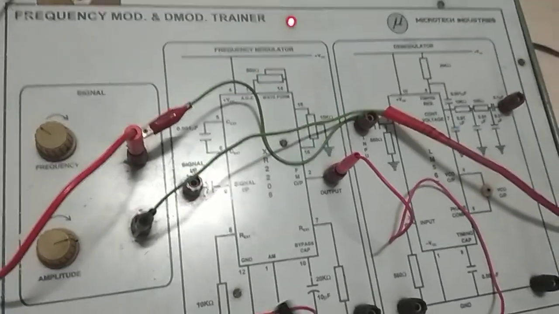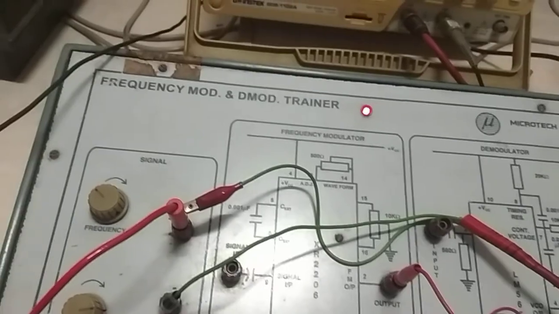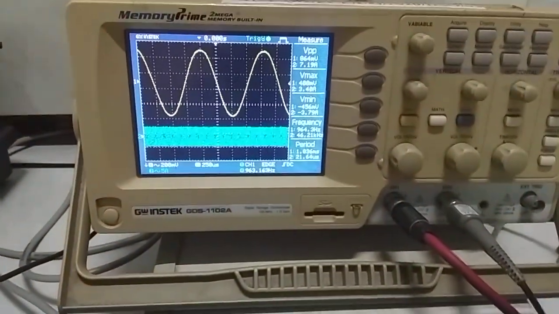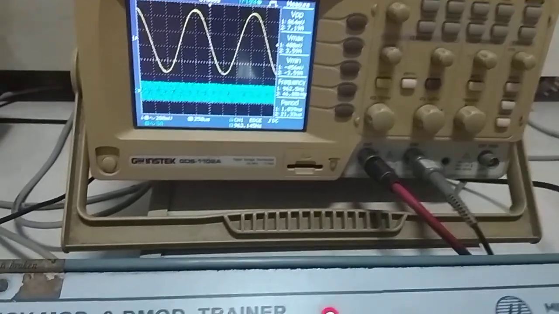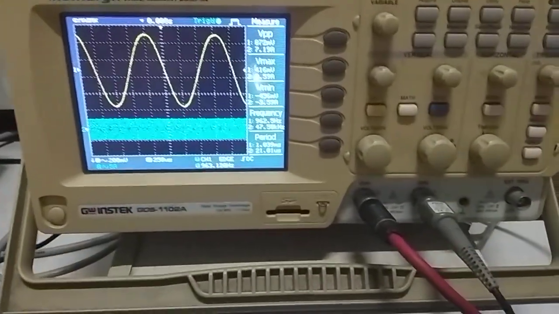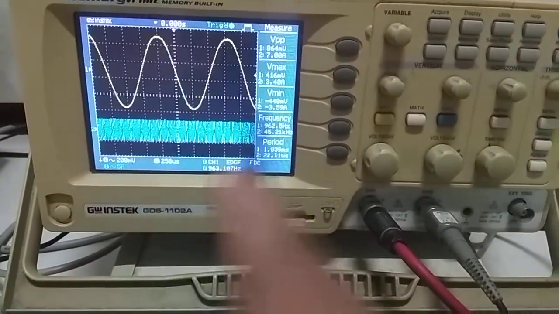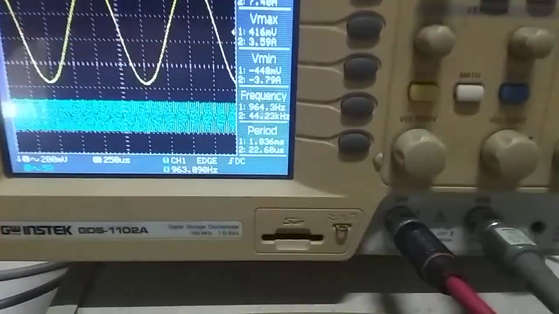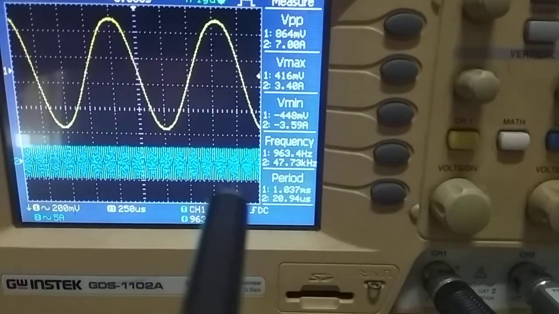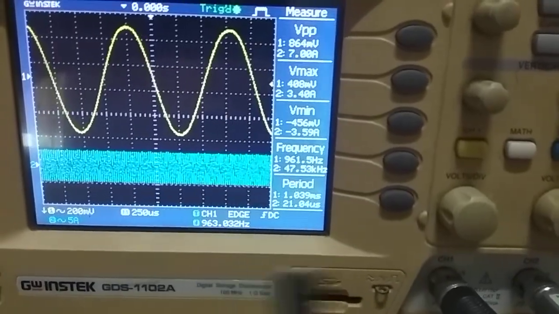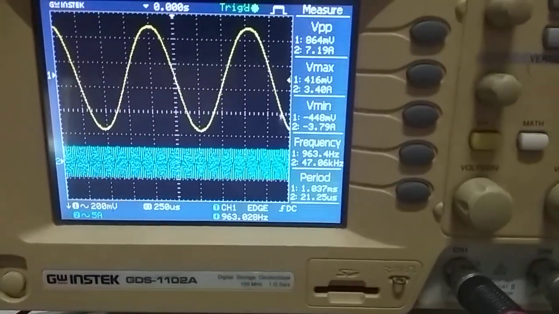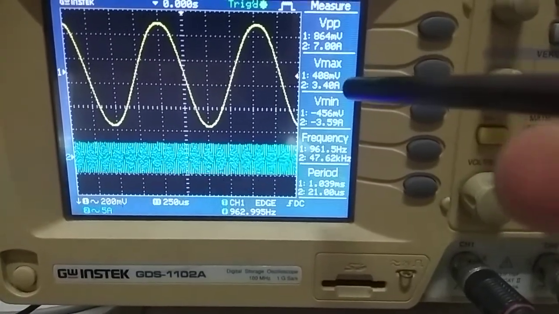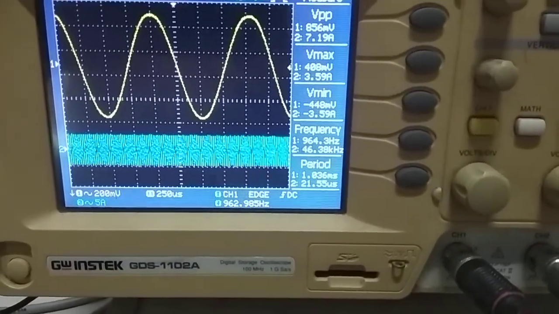Now we are going to see what kind of message signal we are getting. Look, this is connected to channel 1, and the yellow signal is channel 1, so that is the message signal. And what is the frequency of it? That is 966 Hertz, the baseband signal frequency. And the amplitude is given, that is 400 or 416 millivolt.